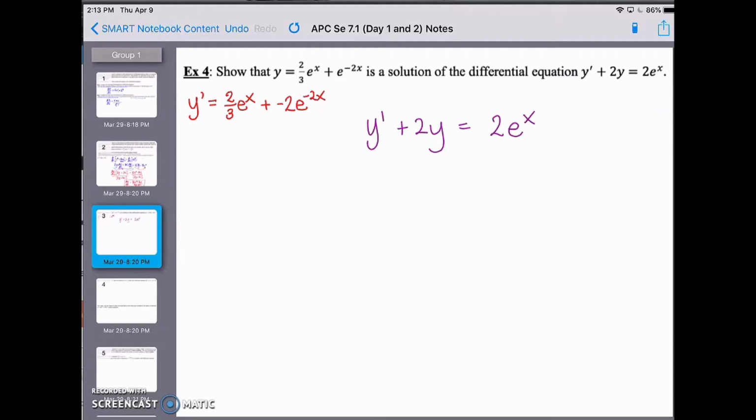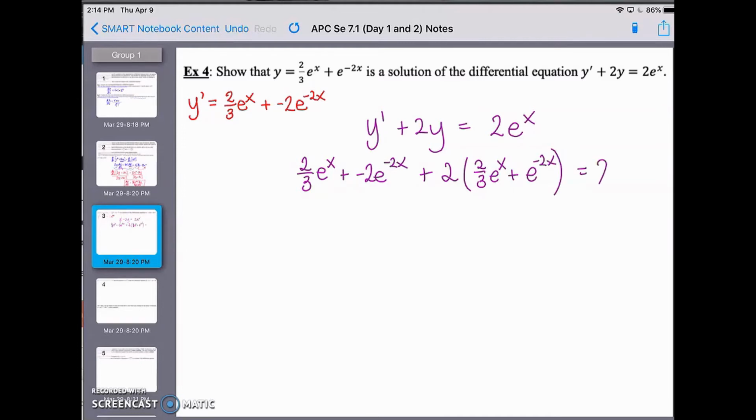So the next step is just going to be substitution. For y prime, I'm going to plug in my 2/3 e to the x plus -2e to the -2x, plus, in my equation, my next term has to be multiplied by 2, so 2 times, and I'm going to substitute in what y was equal to, which was 2/3 e to the x plus e to the -2x.